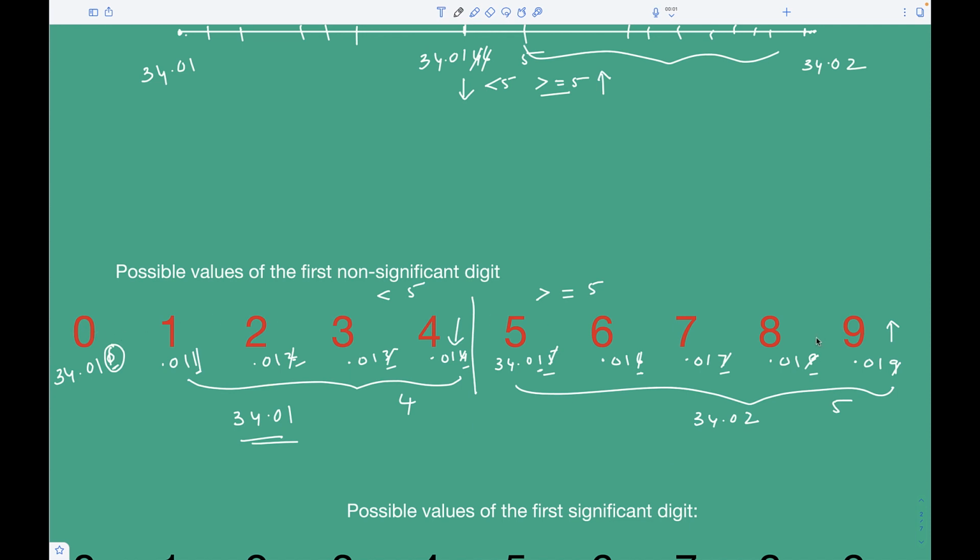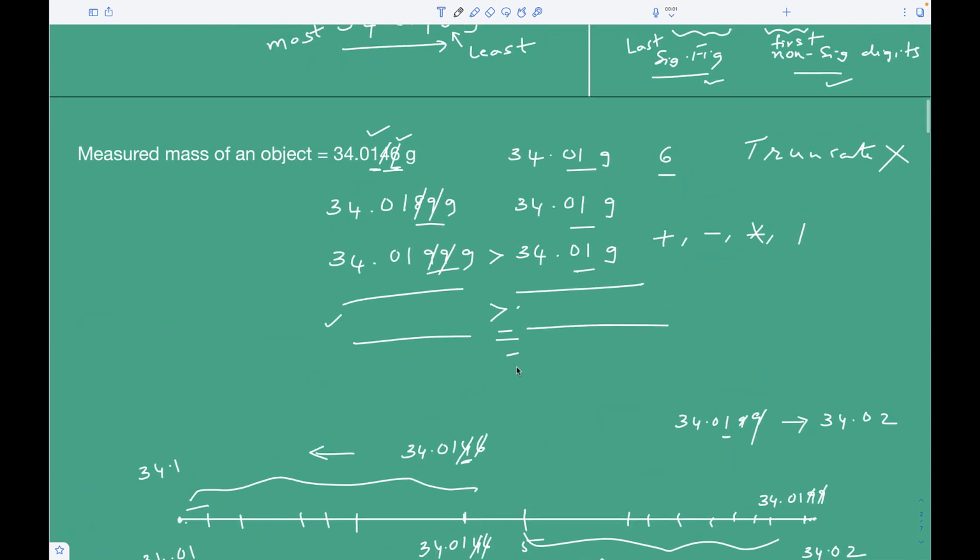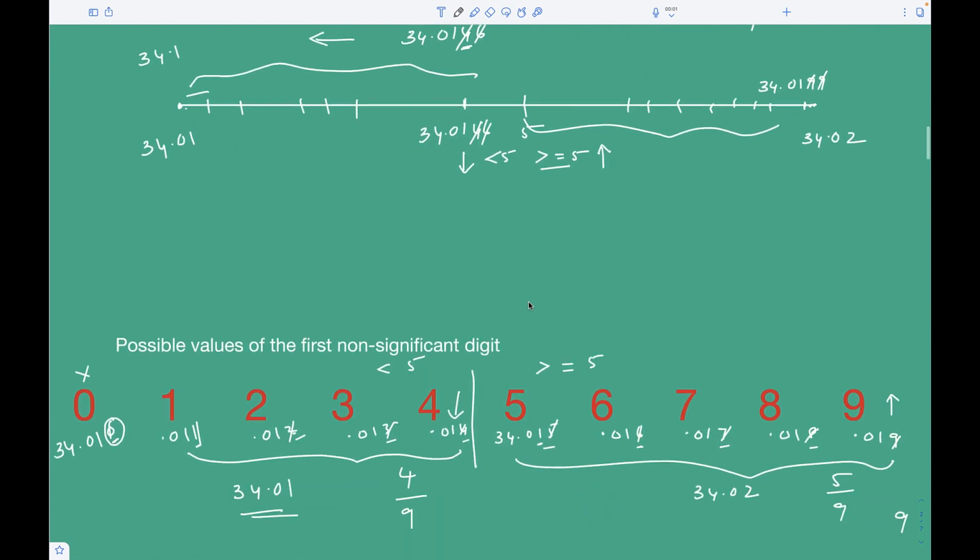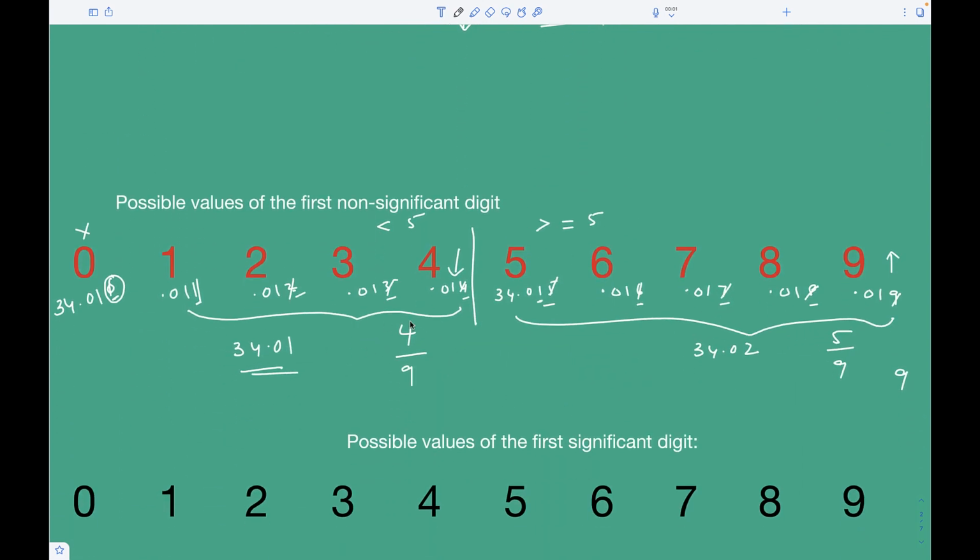So out of these 10 cases, only in 9 cases the value is changing, out of which 5 of them are on this side and 4 of them are in this side. So there is an imbalance because of this 0. And because of this reason, you will not be able to keep this average the same, because you are effectively rounding down only 4 out of 9 cases and rounding up 5 out of 9 cases.